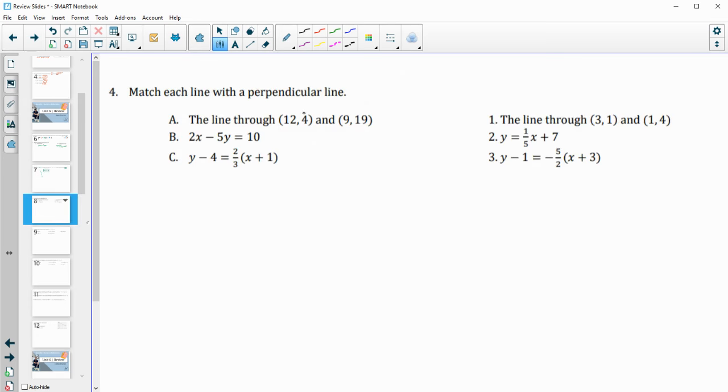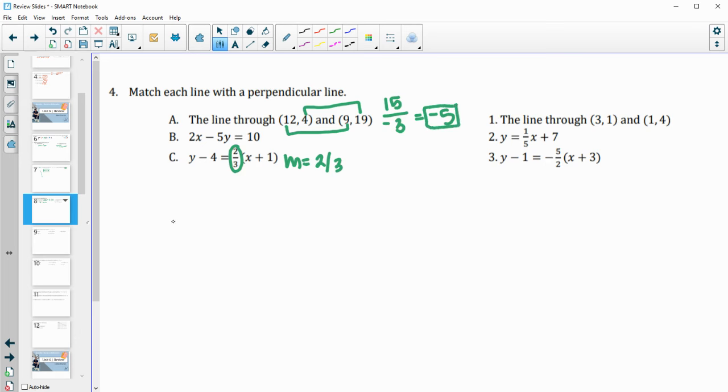Number 4, match each line with the perpendicular line. So let's make sure that we have the slope of each of these. So we see the slope here for part C is 2/3. But the others, we need to do a little bit of work to find them. So in part A, you subtract the y's. So 19 minus 4 goes on top. And then subtract the x's. So 9 minus 12 is negative 3. So this slope is negative 5 for part A.